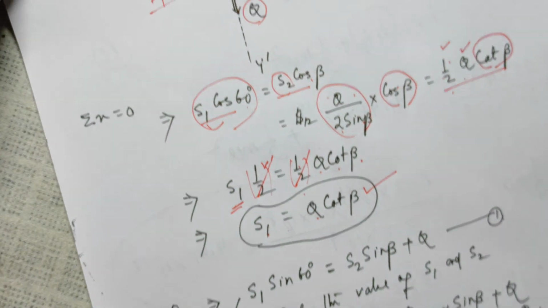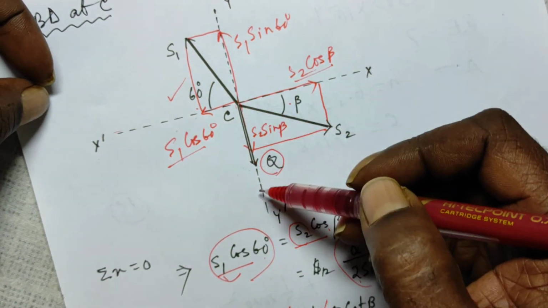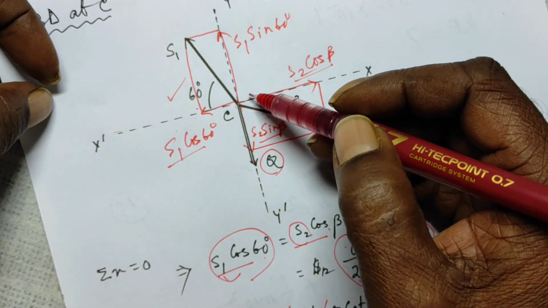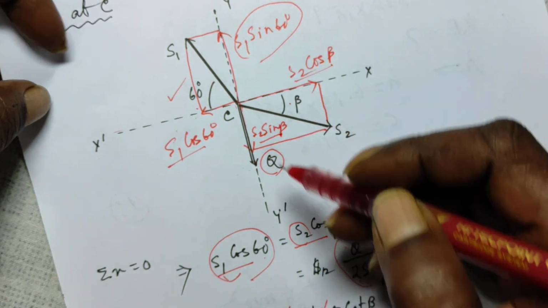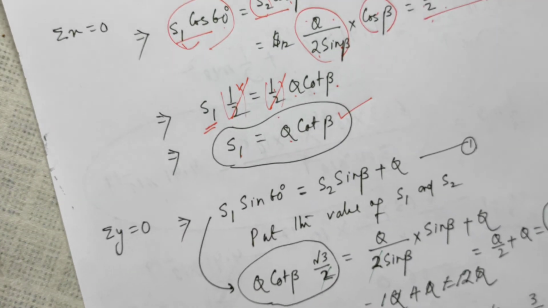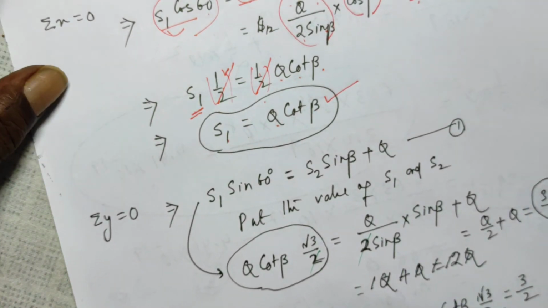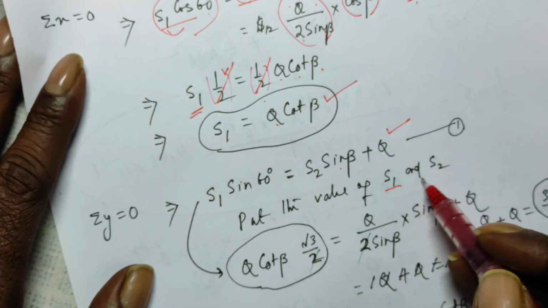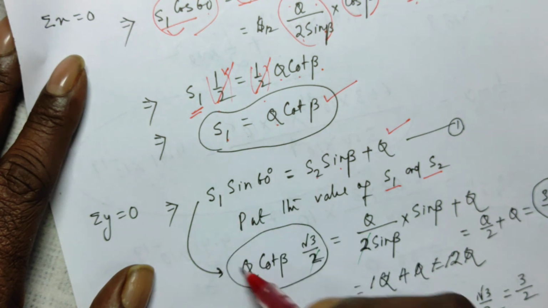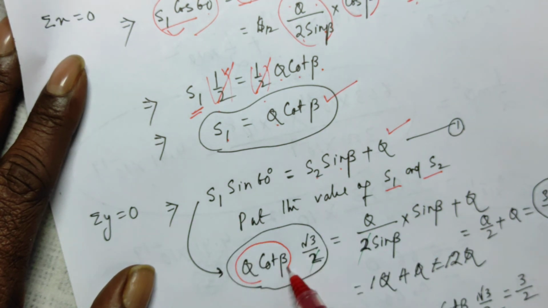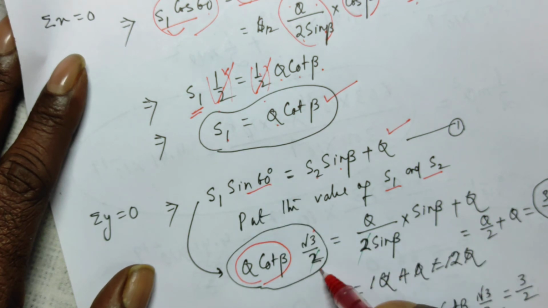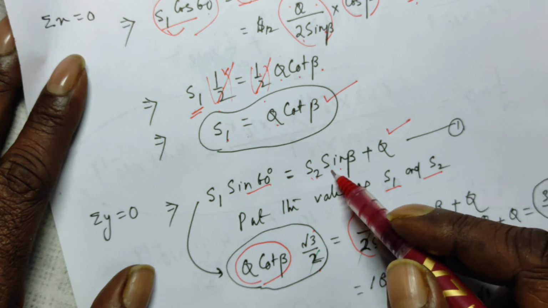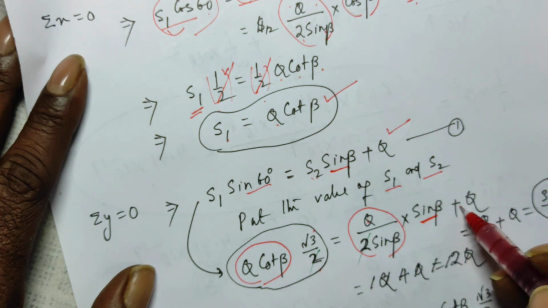Now let us apply sigma y is equal to 0, that is Q plus S2 sin beta in the same direction, so they will be added. S1 sin 60 is opposite to that. So S1 sin 60 is equal to S2 sin beta plus Q. Now put the value of S1 and S2. So S1 is equal to Q times cot beta, which I just explained. Then sin 60 is root 3 by 2. S2 is Q over 2 times sin beta. Then this sin beta is this plus Q.